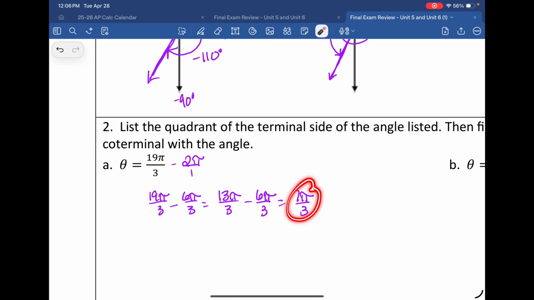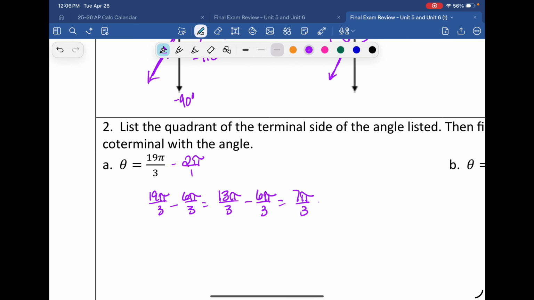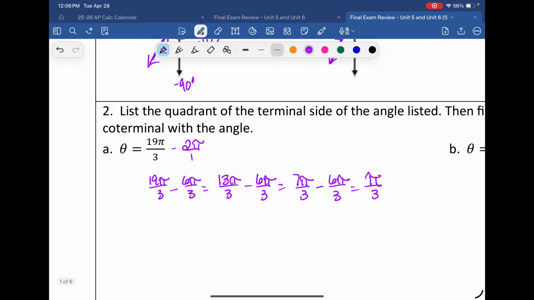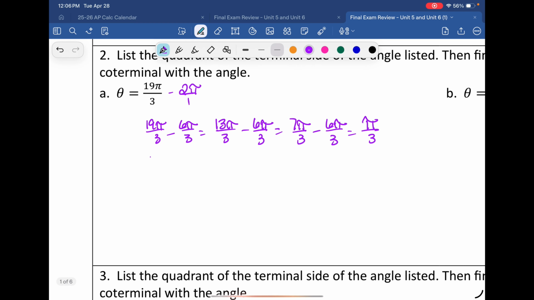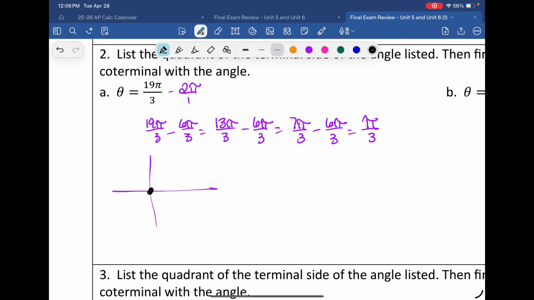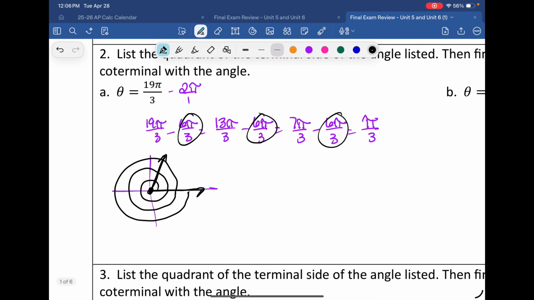That's still too big because 2 pi is 6 pi over 3. So I'm going to subtract again. So finally we get here. It's gone around 1, 2, 3 full times, and pi over 3 more. So I'm going to sketch this just so you can see. And pi over 3. I went around 1, 2, 3 times, and then the edge, pi over 3.